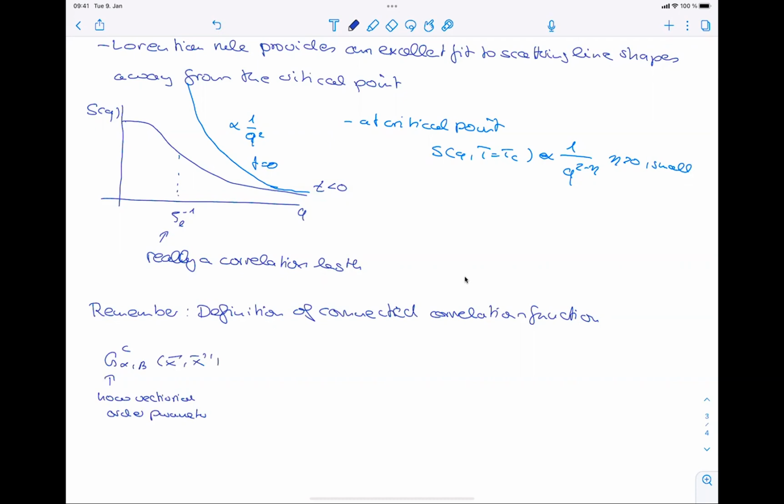Valued at x and x prime, and so that's m_α of x minus the average, times m_β of x prime minus the average.